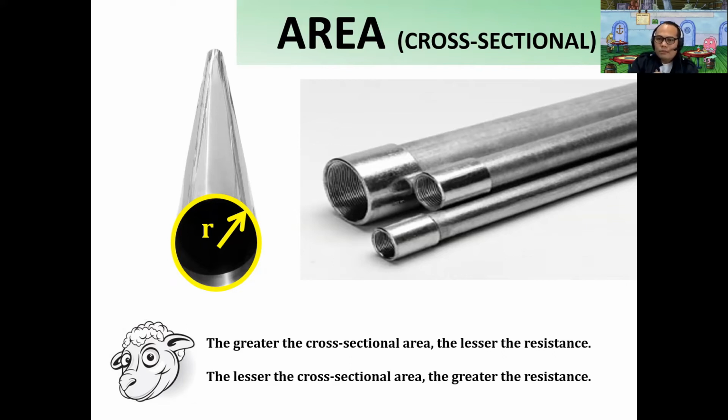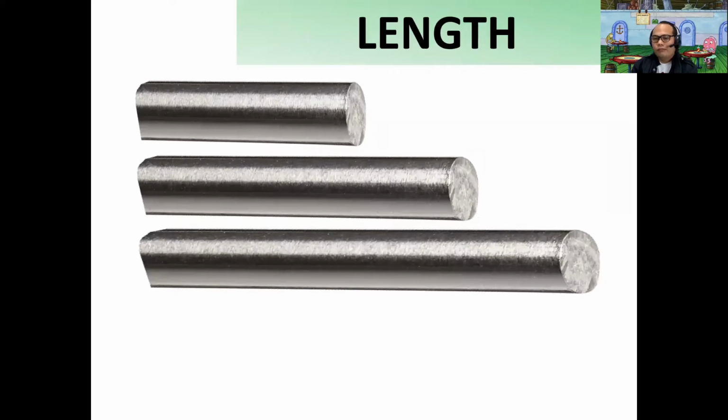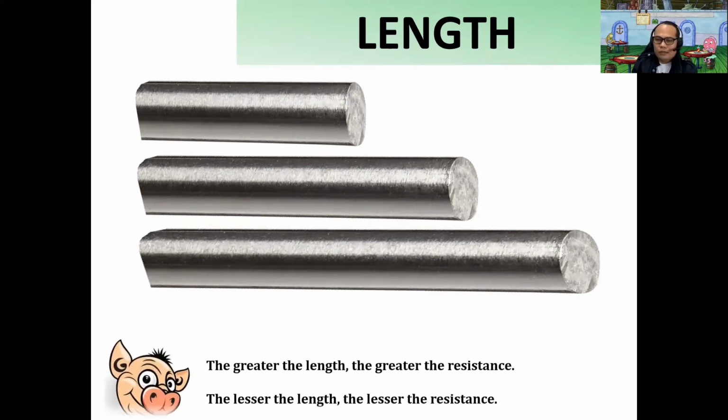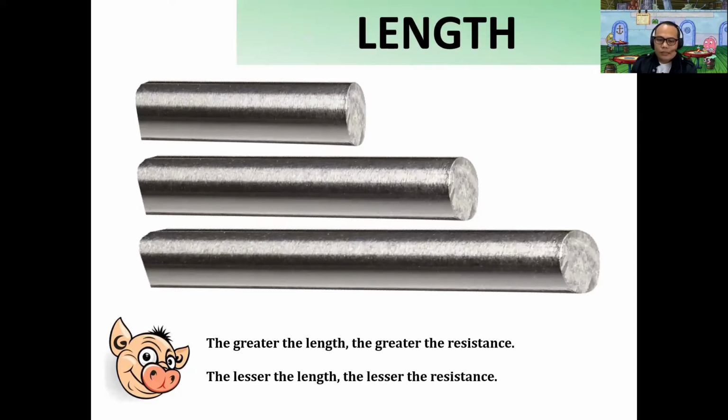So how about the length? What if the cross-sectional area is the same and the material is the same, but they differ in length? Based on theory, the greater the length, the greater the resistance, and the lesser the length, the lesser the resistance. So it's directly proportional. Resistance is directly proportional to the length of the material being used as a resistor. Take note of that.